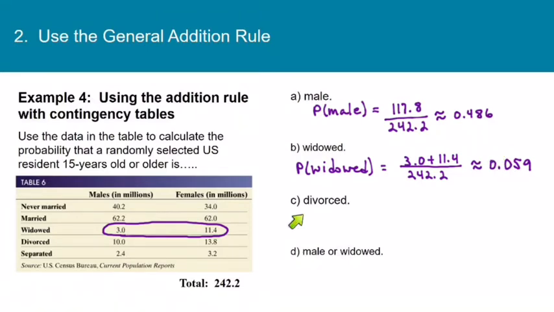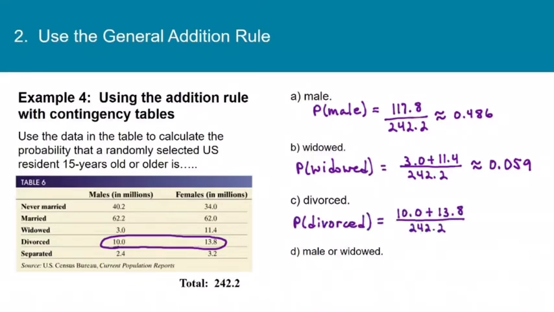And now let's do the same thing for divorced. So the probability that a randomly selected U.S. resident 15 years or older is divorced is going to be on this fourth line. So that's going to be 10.0 plus 13.8 over 242.2, and that comes to approximately 0.098.